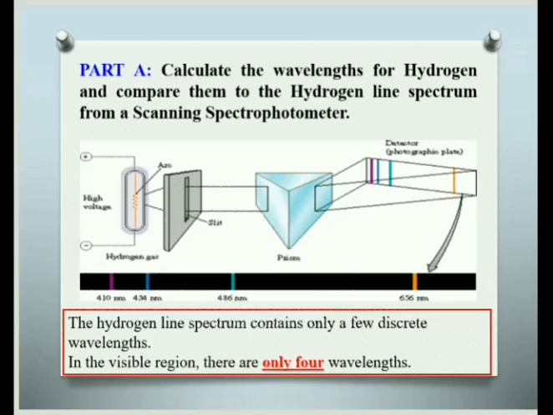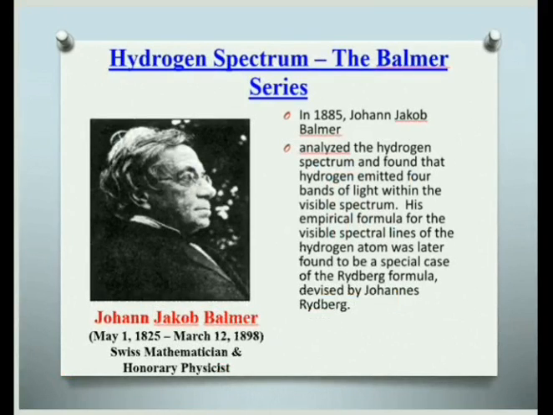Part A, calculate the wavelengths of hydrogen and compare them to the hydrogen line spectrum from a scanning spectrophotometer. The hydrogen line spectrum contains only a few discrete wavelengths in the visible region. There are only 4 wavelengths. Hydrogen spectrum, the Balmer series.